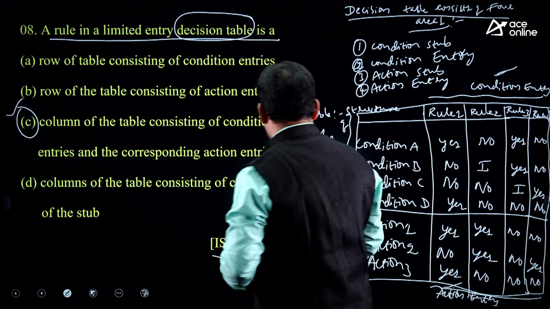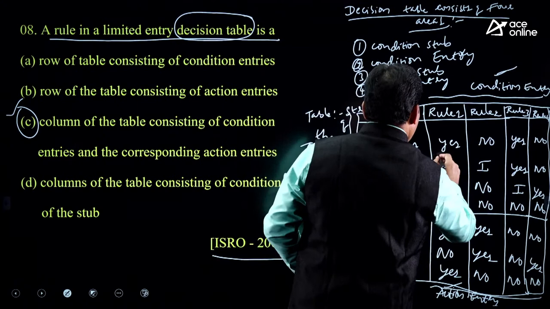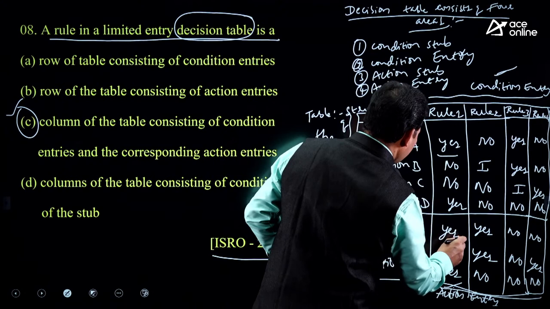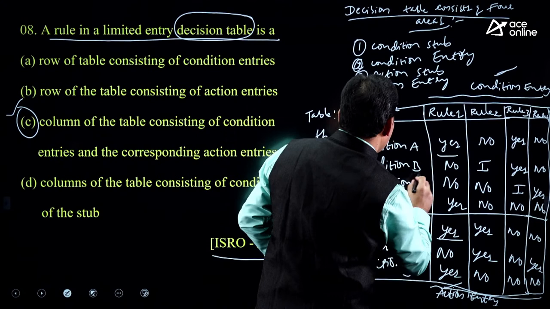This concept is required. If you want to answer this question, first you should understand what a decision table is and what the structure of the decision table is. Under condition A, rule 1, yes. When will action 1 under rule 1 take place? Only when condition A is yes, condition B, condition C are no, and condition D is yes, then action 1 under rule 1 will take place.